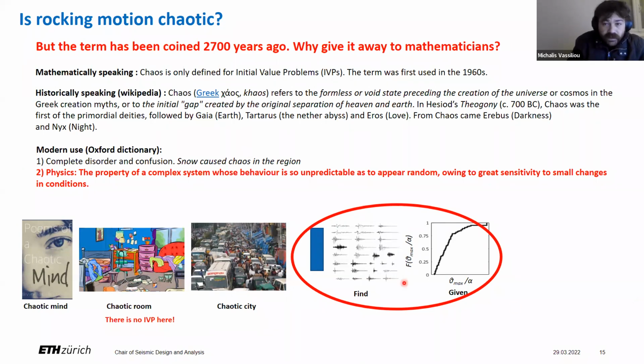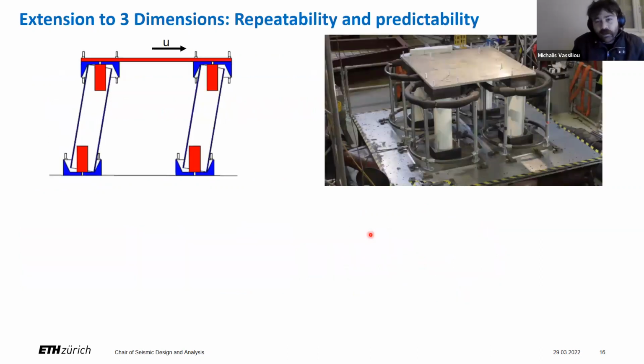And if you Google, you will see that a mind can be chaotic, a room can be chaotic, or a city can be chaotic. I see no initial value problems here. So why should we give away the term to the mathematicians? In that sense, I claim that in everyday language, we are allowed to ask whether this system is chaotic. And the answer is no, it isn't, because we can accurately predict the CDF. So we proved that planar rocking is predictable up to now. But real structures are 3D, and 3D rocking is notoriously unpredictable, at least when one tries individual ground motions.